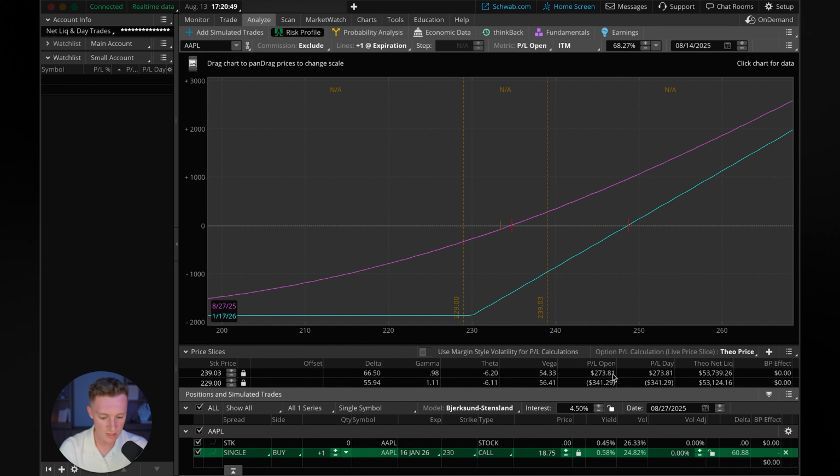So then we can figure out, okay, what is our risk to reward? We'd take our 273 and divide that by 341. We can obviously see we're at risk more than we have the potential to make. And based off your win rate, you can then see if that would be a profitable risk to reward or not. So I don't love that trade.